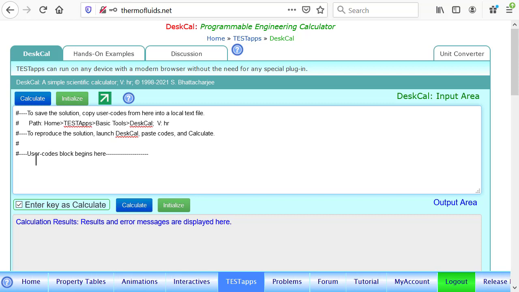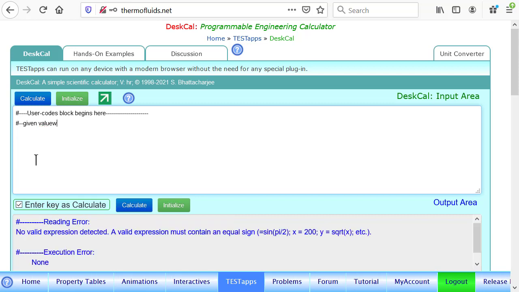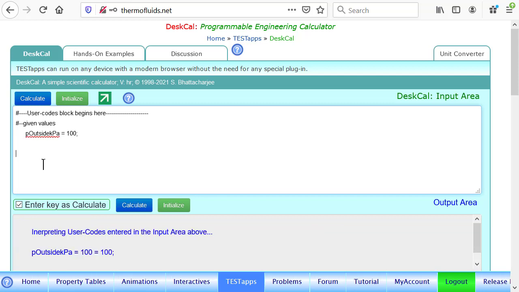So we write a little comment line. A comment line begins with the pound sign, which is this one, given values. Diameter in centimeter, the first maybe, pressure outside in kPa equals 100. Notice how we name the variables. Always put the unit in the name of the variable. That simplifies calculations much later on or to understand your code. Pressure inside in kPa is given to us as 50.